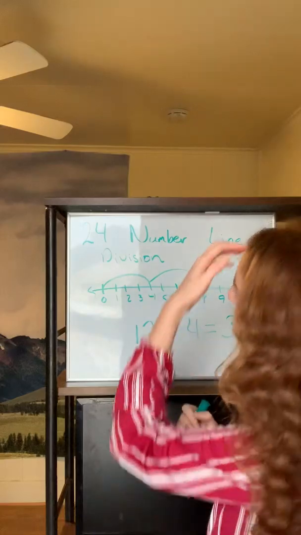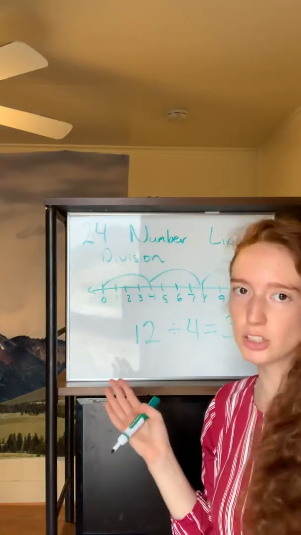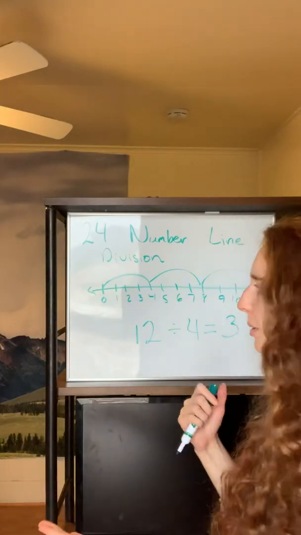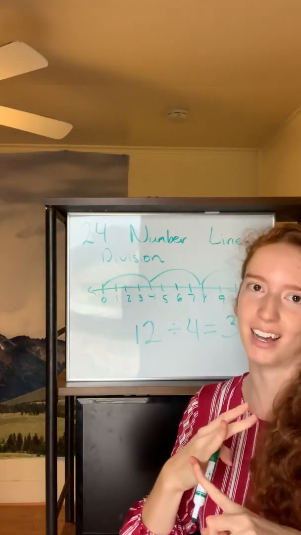So just keep in mind that the number line is a good way to explain not just how numbers are arranged and how to order them, but also how to operate within them. So how to add, subtract, multiply, and divide.